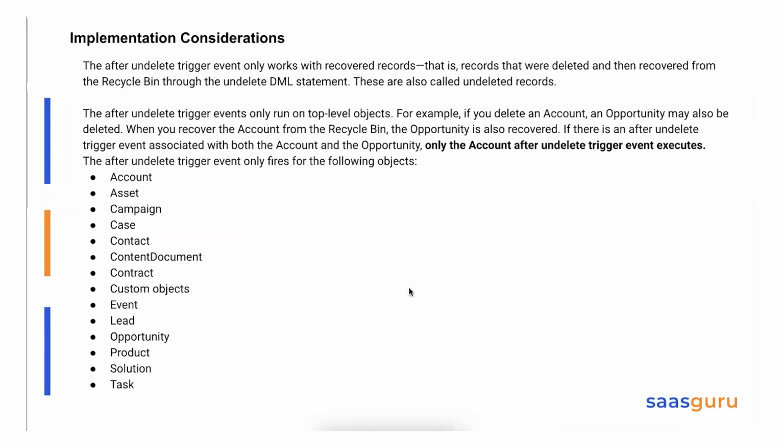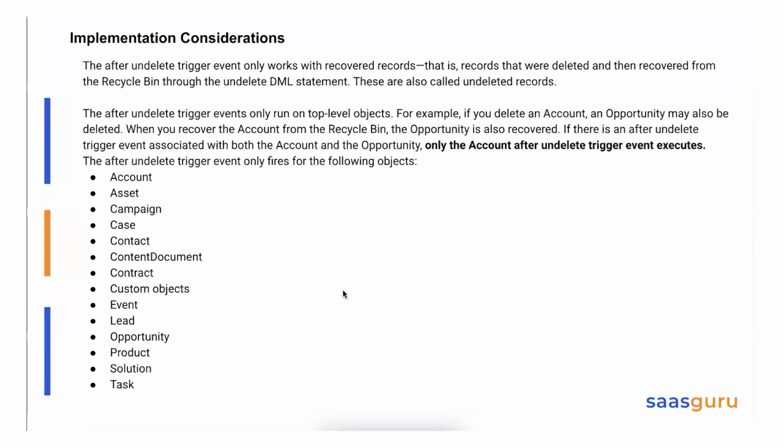For the undelete trigger, we use the after undelete event. For example, when an account record is restored from the recycle bin, then we process some logic. For undelete, there is a list of selected objects. You can take screenshots or keep it somewhere. The undelete trigger event only fires for the following objects.